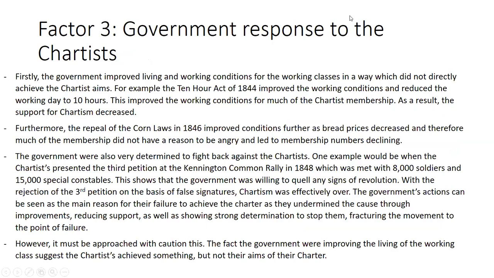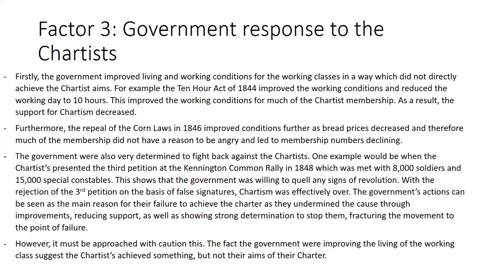The last factor is the government response to the Chartists. What needs to be understood is that the government also responded quite harshly, but the government also did some very clever things to be able to change the mindset of the working class. So the actions of the government must be seen as important. Now, it's not necessarily that the government shot down the Chartists. The government, instead of responding to the Chartist demands, actually made life better for the working class in some places, which meant there was less demand for change.